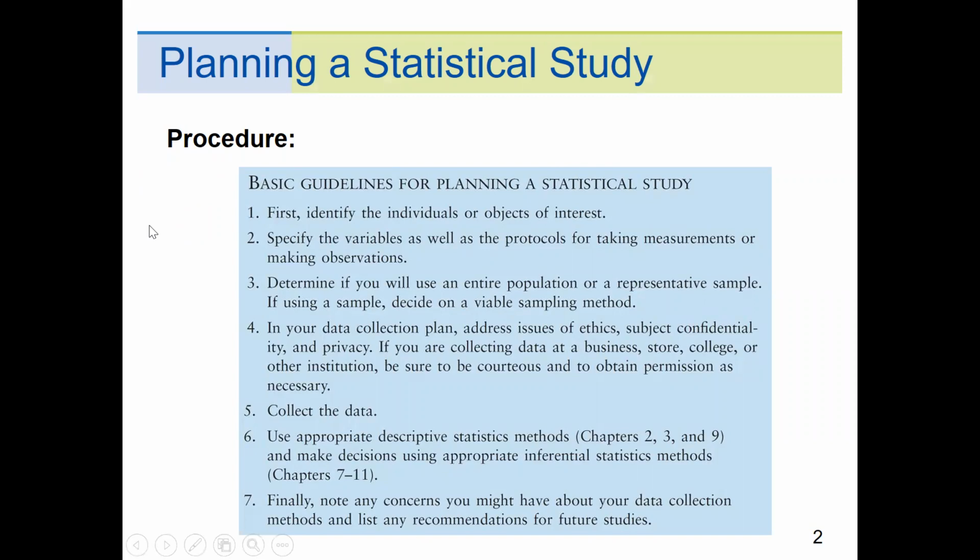Obviously, this is in your notes, so you can read through this, but first we want to identify individuals or objects that we're studying. What are the variables, as well as protocols? So how are we going to take measurements or make the observations? Are we going to use an entire population or try to use a sample? What is our plan for data collection? Identify other things, those sampling models that we've been talking about in 1.2.